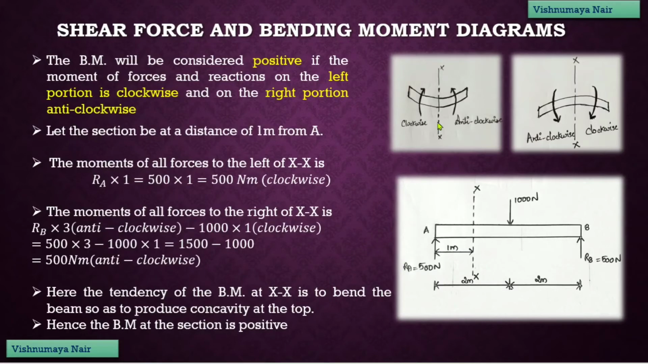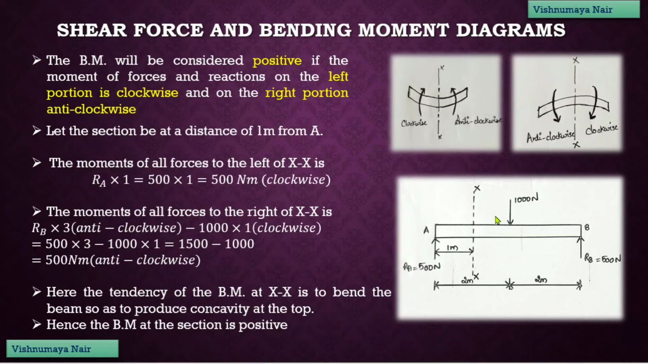And we know that if the moment is in such a way that it has the tendency to rotate the beam in the clockwise direction on the left side of the section, that bending moment is considered as positive. So, the bending moment caused due to this reaction force will be positive, and the value of bending moment will be equal to 500 into 1, which is equal to 500 Newton meter clockwise.